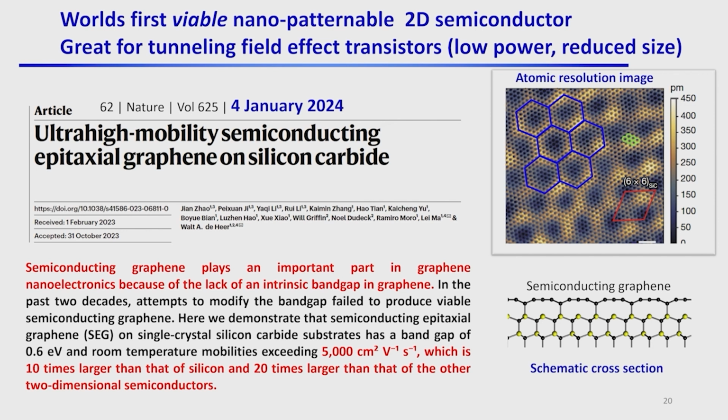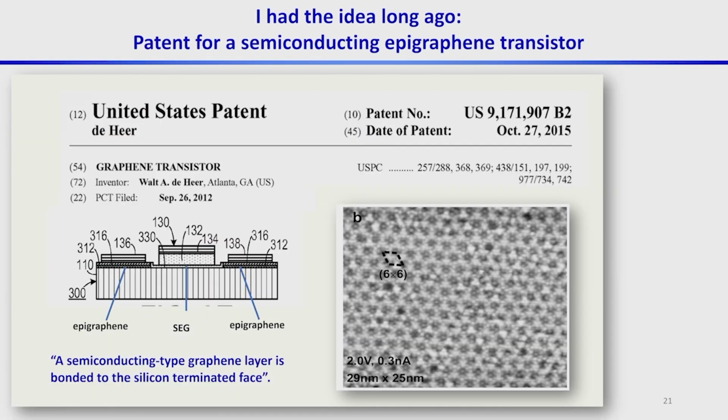Nobody in the world has been able to make a two-dimensional semiconductor that you actually can pattern. They made two-dimensional semiconductors, but not one that you can actually turn into good electronics. And I actually already had patented this in 2012. I already knew that it was going to be a semiconductor. It just took a couple of years to make it all happen.